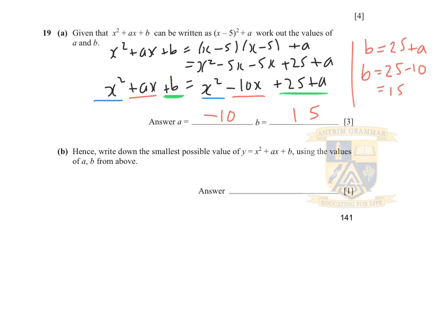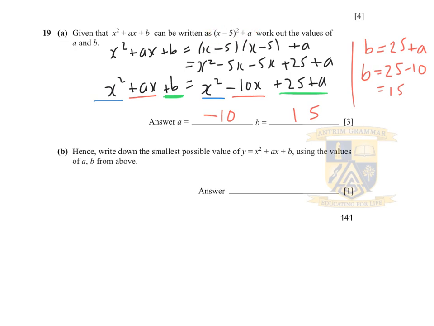Part b then: hence write down the smallest possible value of y equals x squared plus ax plus b using the values of a and b from above. Quite an awkward question, but this here is in part a, and it says hence as well. So when we're trying to work out the smallest possible value this could be, we're actually also working out the smallest possible value of the other form.